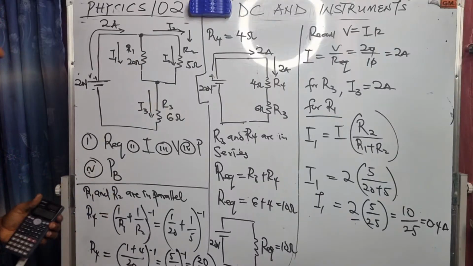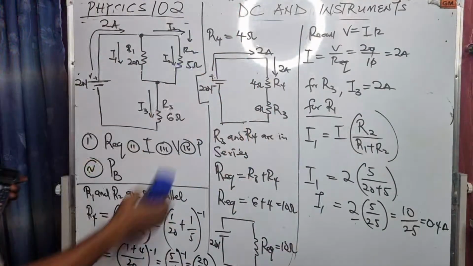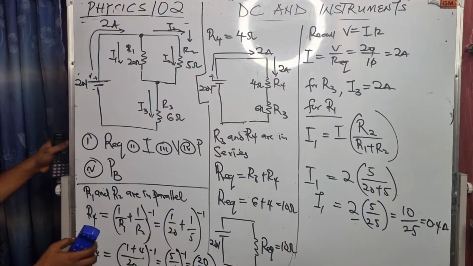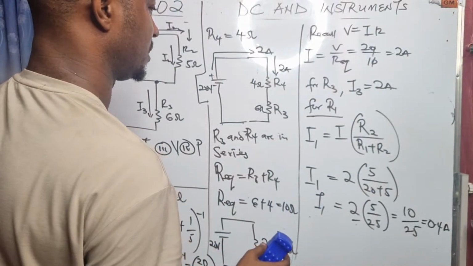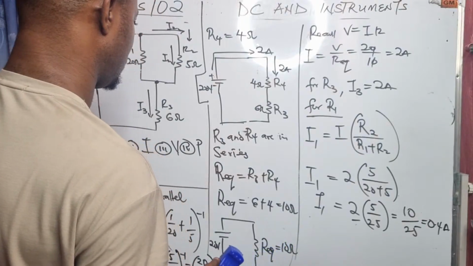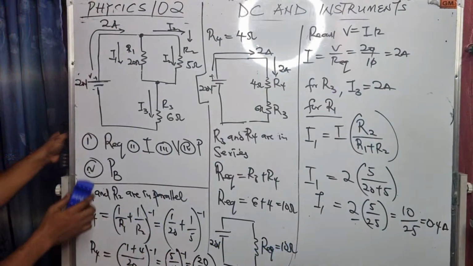So let's see that of I2. What would be that of I2? Okay, that of I2. Let me clean from here.